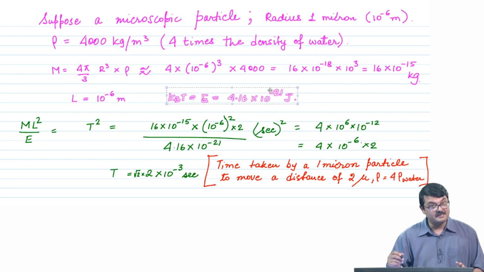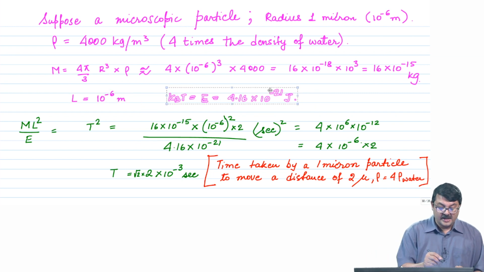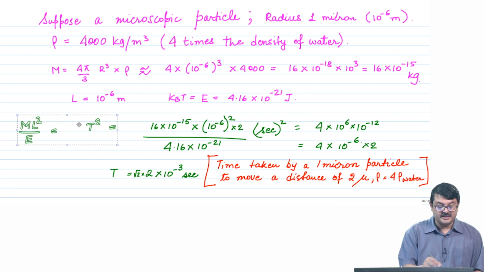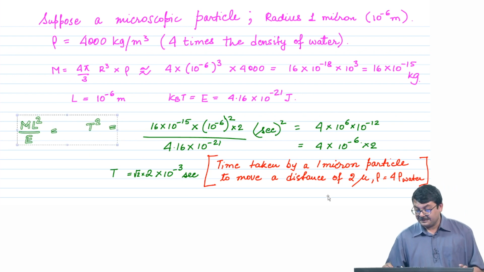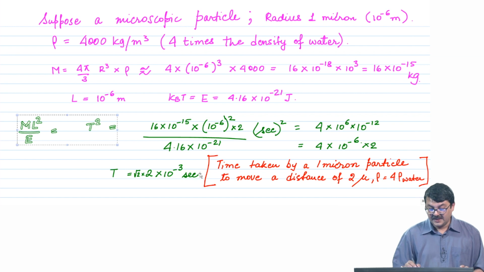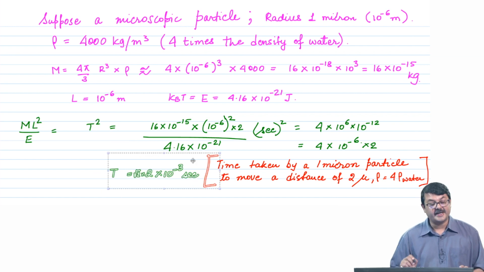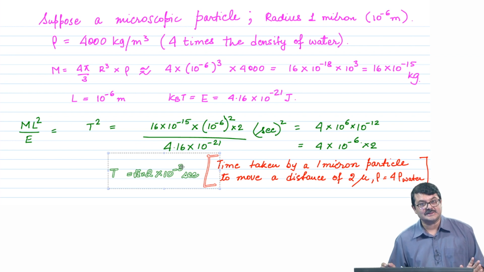kBT remains the same, because we are looking at the same temperature, and you put it back in this formula, T square equal to m L square by E, and you get essentially the value of the unit of time which you had set equal to 1 to be root 2 into 2 into 10 to the power minus 3, so milliseconds, right. There we were getting 10 to the power minus 13 seconds, here it is milliseconds.